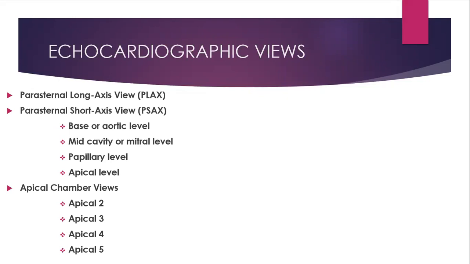Then let us see the various echocardiographic views. There's the parasternal long axis view, which is called Plax view. Then we have the parasternal short axis view, which is called PSAX view. In this PSAX view, you have the basal aortic level, the middle cavity or mitral level, the papillary level, and the apical level. Then you have the apical chambers: apical 2, apical 3, apical 4, and apical 5.